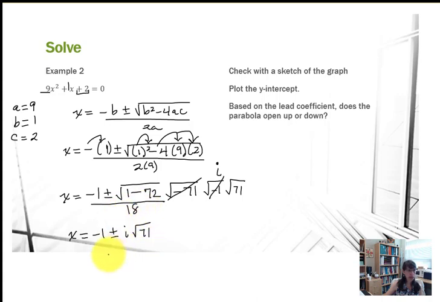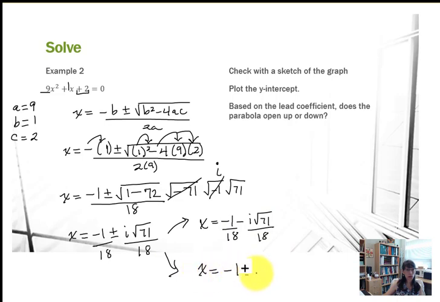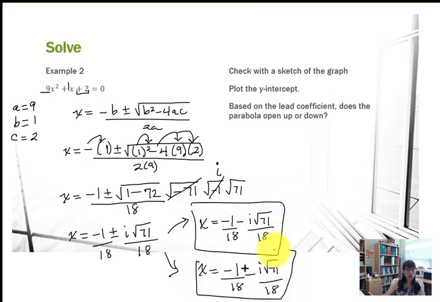And our denominator of 18 I'm going to use separately, and each term is divided by 18. So if you'd like to separate those solutions, you would have x equals negative 1 minus i square roots of 71, each divided by 18. And then we have addition. X equals minus 1 plus i square roots of 71, each divided by 18. So again, we have two complex solutions. That means there is no x-intercept.